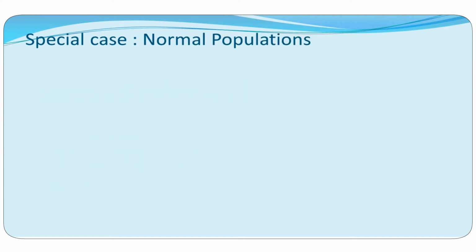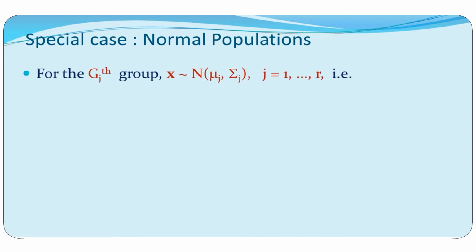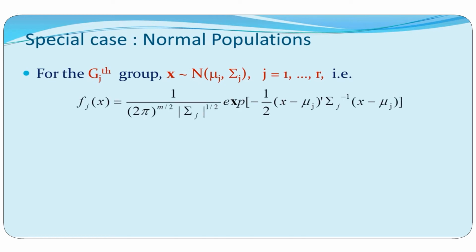Let us look at a special case for the normal populations. Before, we had assumed that g_j had the general form of the probability function f_j(x). Now if f_j(x) is normal, that is x follows normal(mu_j, sigma_j), then we have the usual normal probability function under the jth group. So this is 1 over (2 pi) to the power of m by 2, sigma_j to the power of half, times exp of minus half (x minus mu_j)' sigma_j inverse (x minus mu_j).